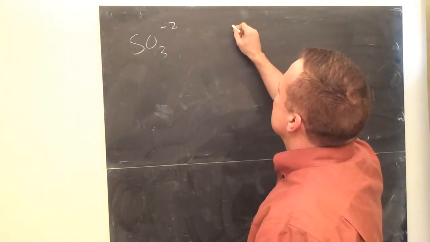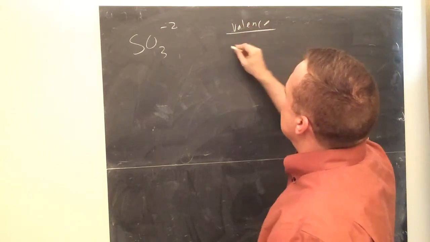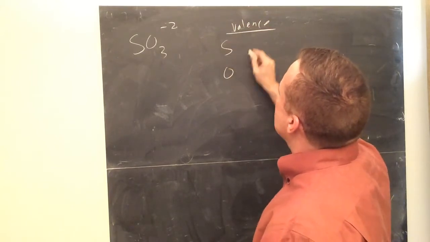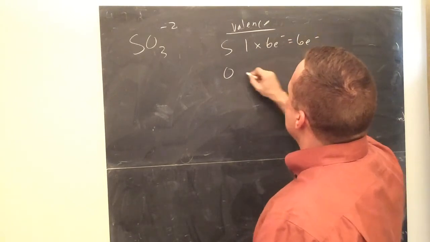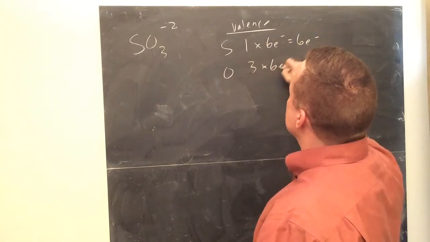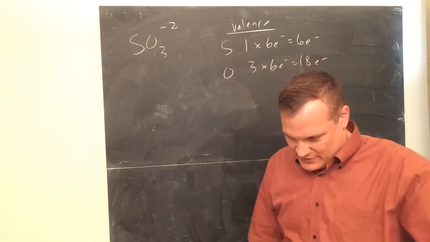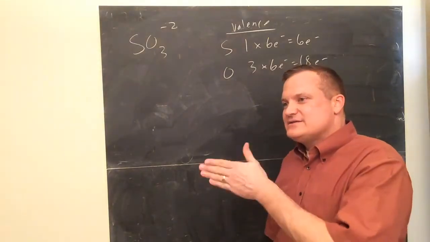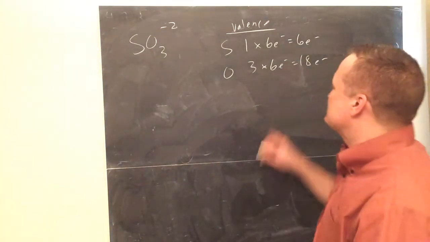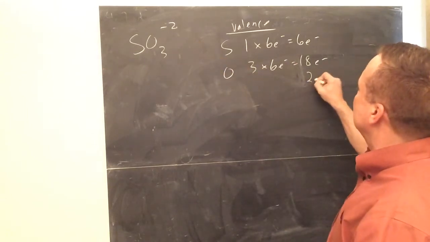So first, let's find the valence electrons. Calculate the valence. So we have 1 sulfur, 3 oxygen. Each sulfur has 6 valence electrons. Oxygen, there are 3 of them. Each one has 6. 18. And you know that, of course, because they're all in period 16, right on the chart. So they have these. And then you have 2 electrons to add to it.